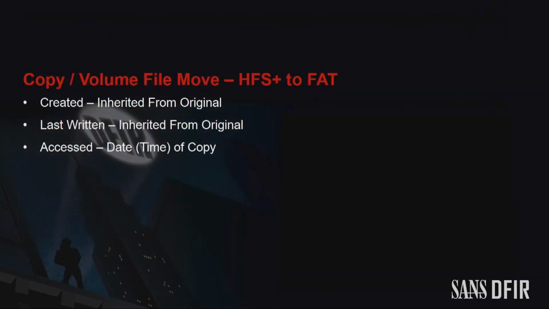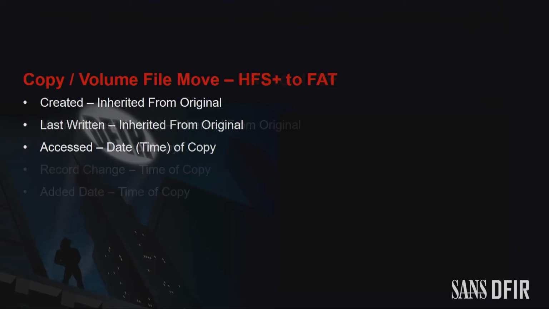And then what happens whenever you start to introduce other file systems? Well, this is where it gets really fun. We'll start with FAT because macOS has got built-in support for read and write to and from FAT. So with FAT, whenever you create a file, whenever you move a file, and bearing in mind that copying and moving are the same thing, created and last written are inherited from the original, and access date is updated to the date that the copy was made.